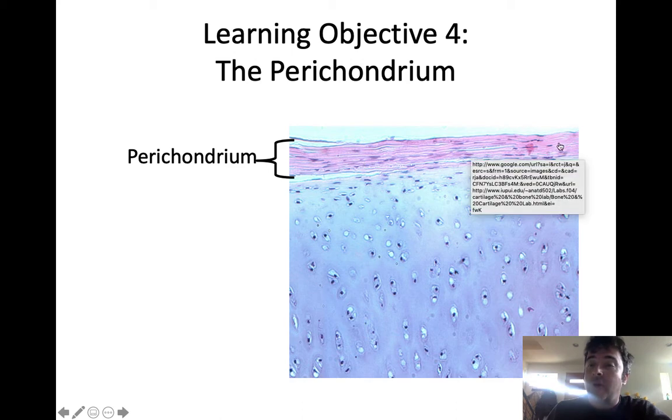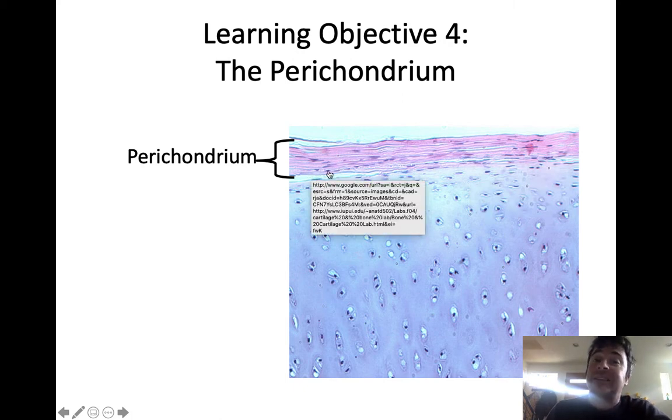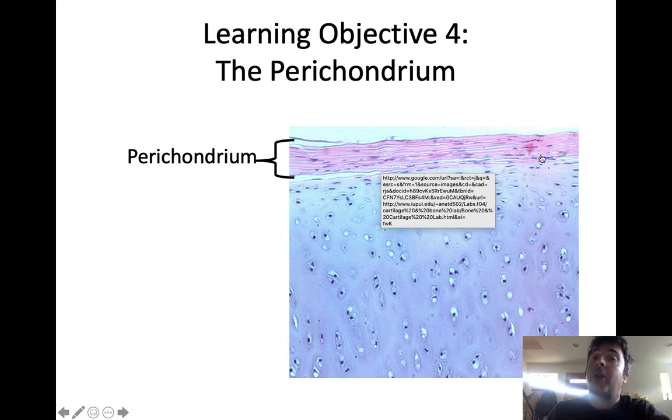And the perichondrium is really important because within the perichondrium you have a type of cell that we're going to talk about extensively in the next video called a chondroblast. So all of these cells in here, when they're completely surrounded by cartilage, are called chondrocytes. Those are mature cartilage cells. But within the perichondrium, you get a type of cell called a chondroblast.